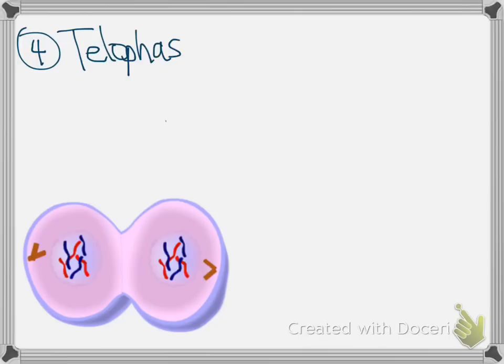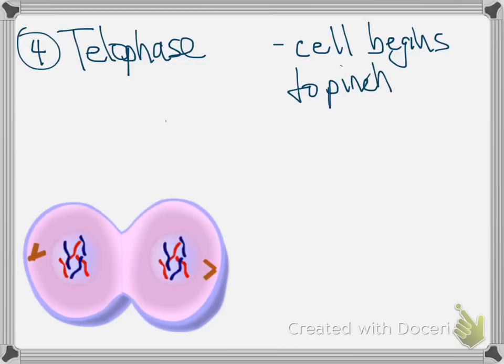The last stage of mitosis is telophase. During telophase, the cell begins to pinch. You'll see that the cell is beginning to pinch, and you can already tell that the cell is getting ready to divide and turn into 2. You'll also notice that now we have individual chromosomes on each side of the cell, 6 on the right and 6 on the left, and around them, very faintly, you can begin to see that the nuclear membrane is beginning to reappear.